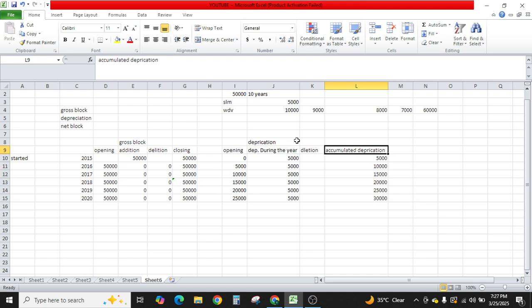Now we have done gross block, we have done depreciation. Now there is a third line item which is net block. In net block there are two things, one is opening and one is closing. I will give you an example, it will be easy. For the opening, as we have started this year only, opening will be 0, but closing will be gross block closing minus accumulated depreciation.